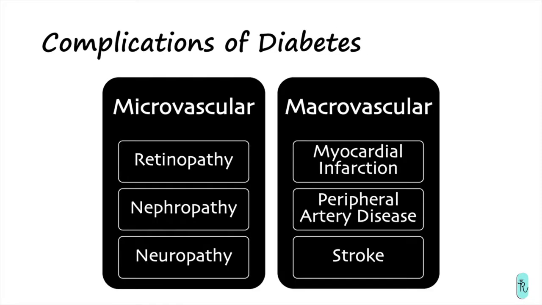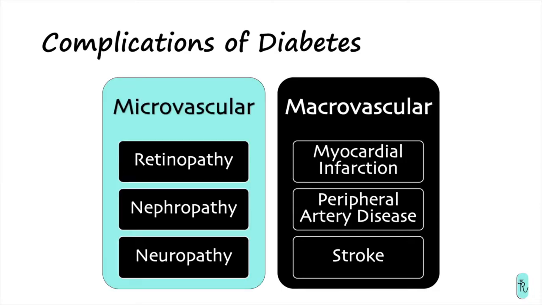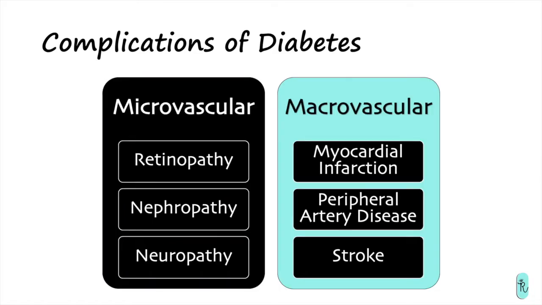Uncontrolled diabetes can cause damage to many organ systems in the body. These complications can be divided into microvascular and macrovascular complications. The microvascular complications include retinopathy, nephropathy, and neuropathy. Neuropathy can affect the nerves in the hands and feet, can contribute to impotence, and even can cause slowed gastric emptying. Macrovascular complications can include myocardial infarction, peripheral artery disease, and stroke.